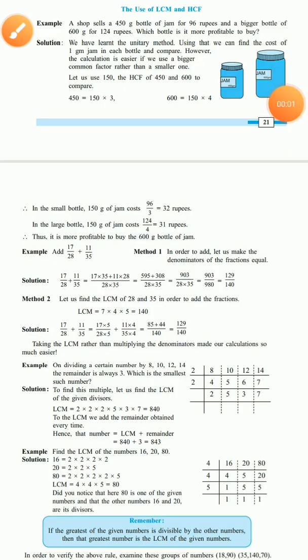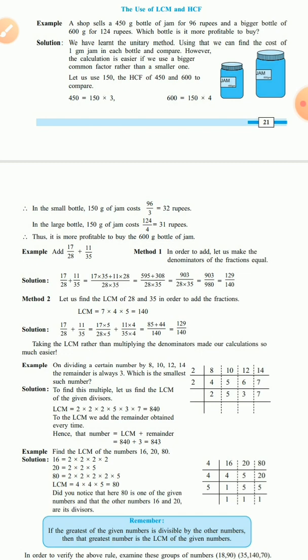My dear students, this is the continuation part of the HCF and LCM. In the previous video we have learnt about what is HCF and what is LCM. Now we are going to study the word problems of HCF and LCM. See here in the picture, examples are given.